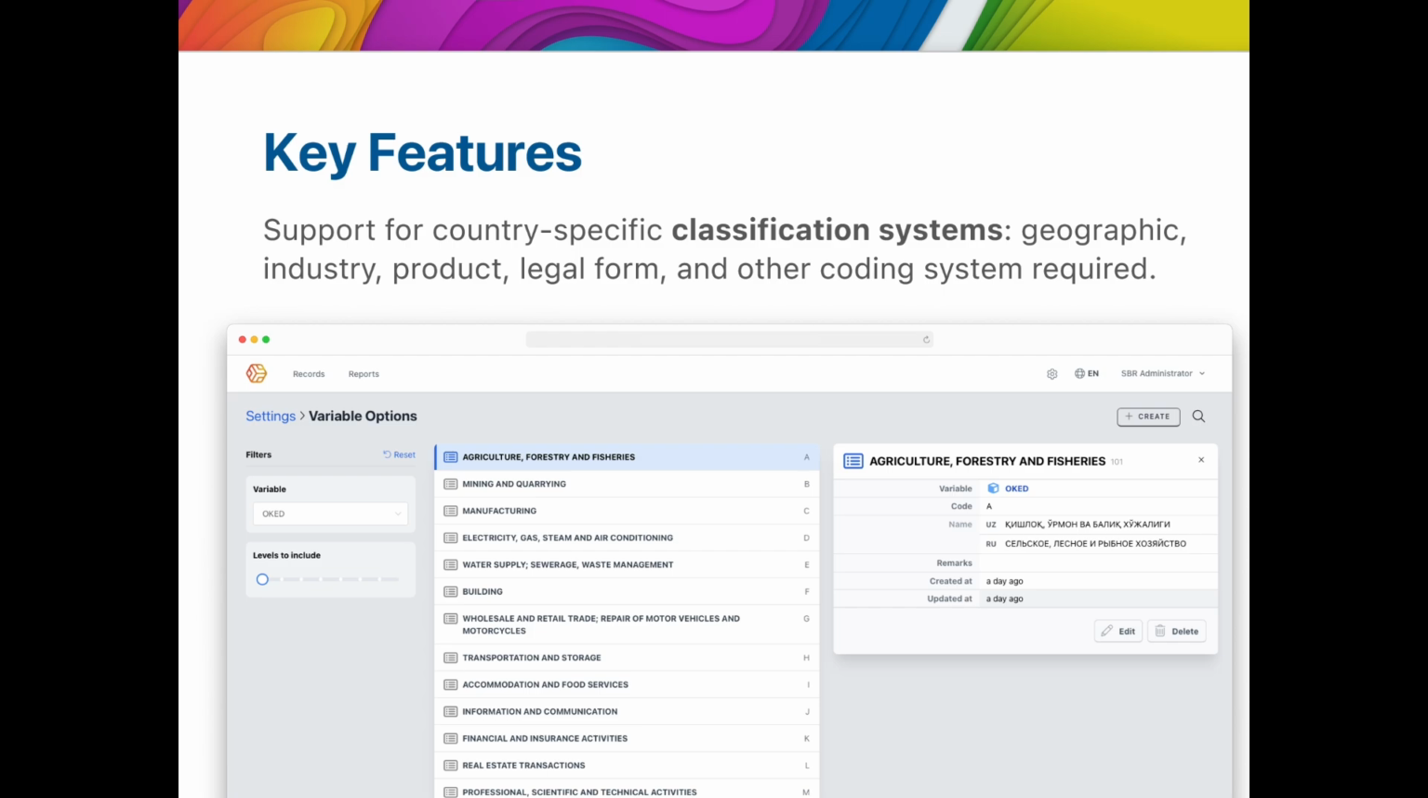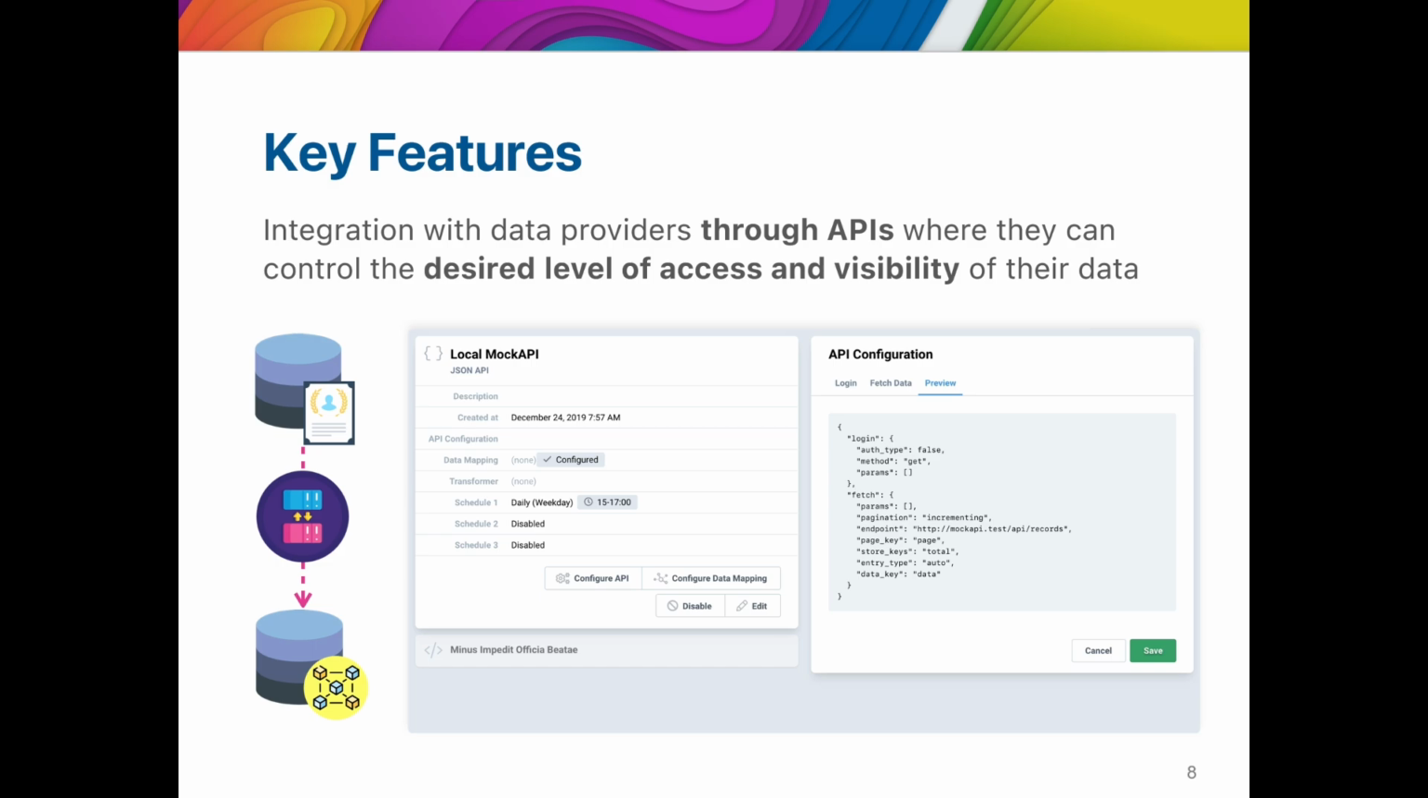Another key feature is the integration with data providers through APIs, where the NSO can control the desired level of access, visibility, and business logic of their data to external entities. So you can imagine that your ADB SBR system can be accessed outside through APIs and also be sent data by those external entities.